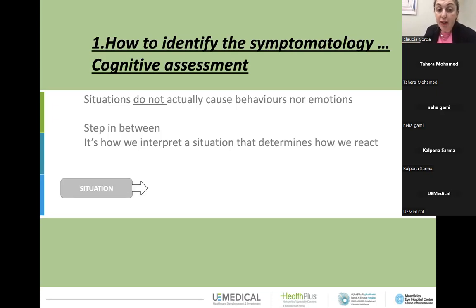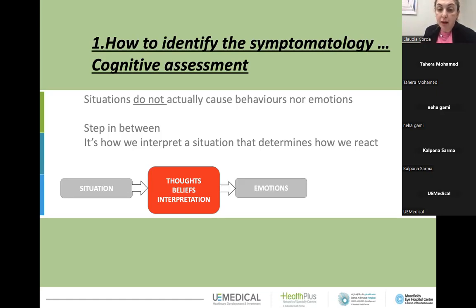So in each situation, as we say, we have a thought, a core belief, an interpretation of the reality. Then we have the emotion, okay? The emotion, we already assess the intensity and the frequency, and because of all of this chain, we will have a behavior that is the result.